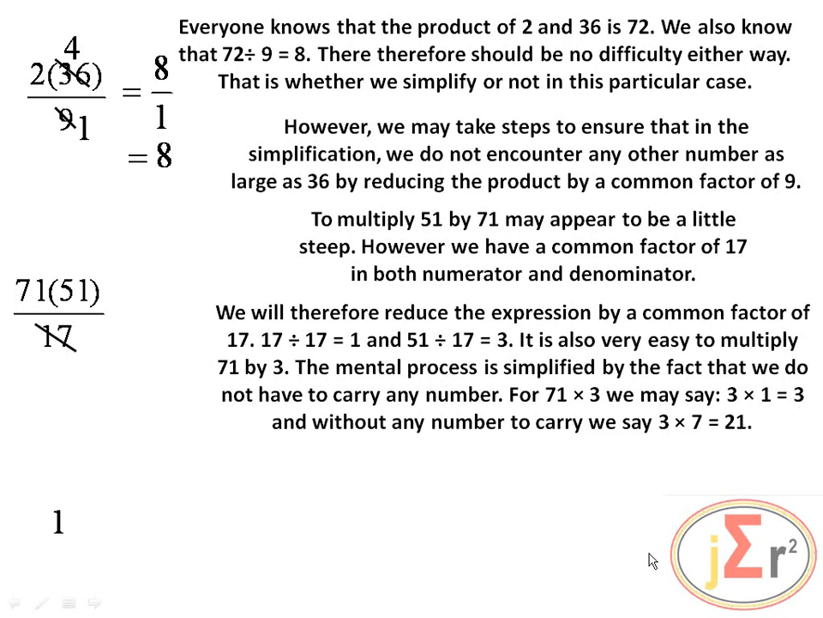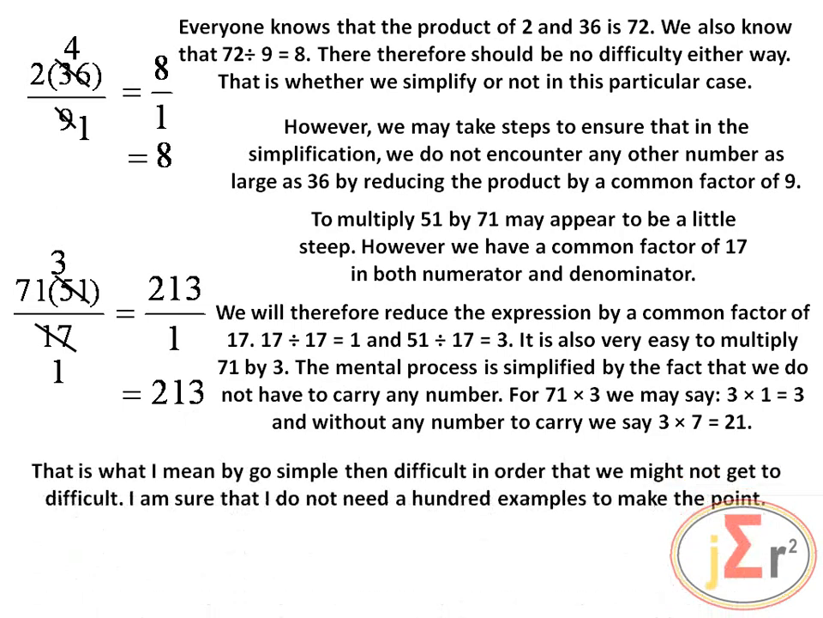17 into 17 is 1. 17 into 51 is 3. When we multiply 3 by 71, we get 213. Divide by 1, any number divided by 1 is equal to that same number. That is what I mean by go simple, then difficult, in order that we might not get too difficult.